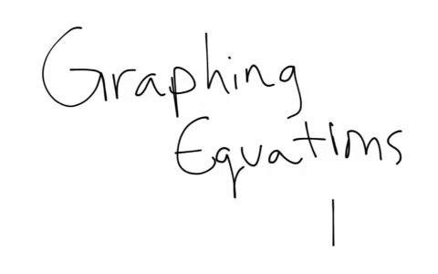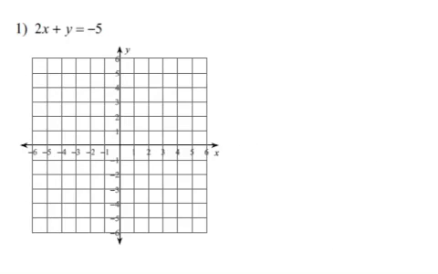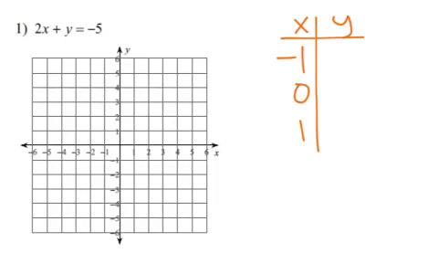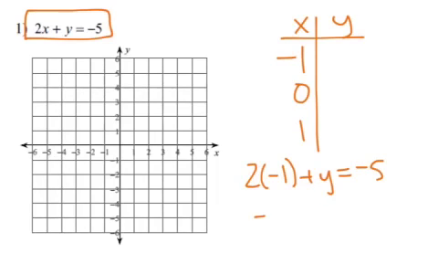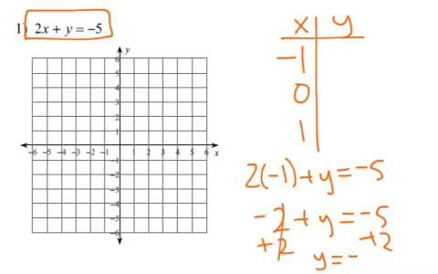Alright, let's take a look at graphing equations 1. Now, if I give you an equation and you need to graph it, last time we talked about using a table. We can always use a table to graph with. So I could take this graph and I could plug in -1. So 2 times -1 plus y equals -5 would give us -2 plus y equals -5. Add 2 to get it to the other side. Those would cancel. We'd be left with y equals -5 plus 2 is -3.